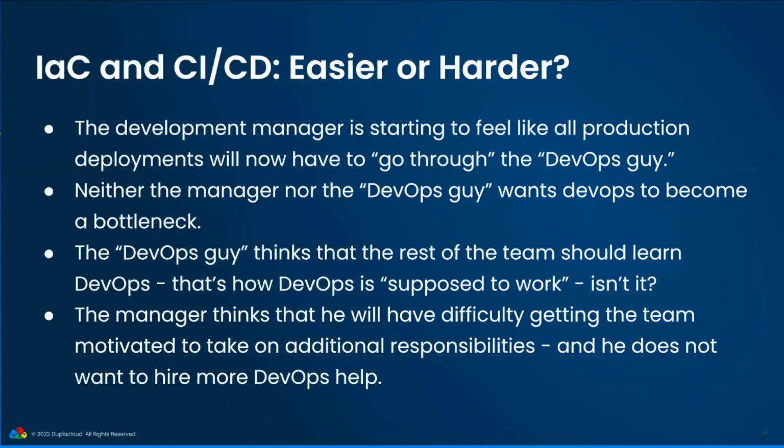So the development manager is starting to feel, man, every time I need to deploy to production, everything has to go through this DevOps guy, and neither the manager nor the DevOps guy want DevOps to become a bottleneck. The DevOps guys maybe give a kind of standard answer: the rest of the team should learn DevOps, right? That's what it means. You make your developers do ops. Isn't that how DevOps is supposed to work, right? This kind of idealistic attitude and approach.